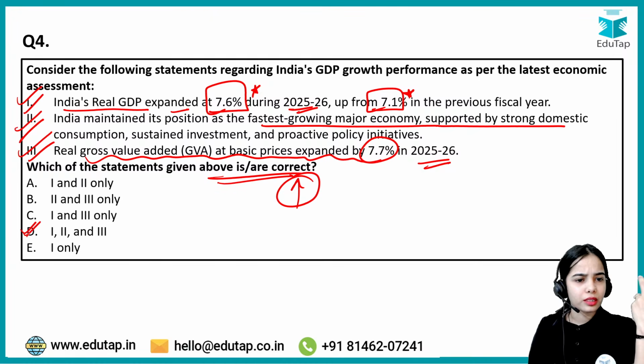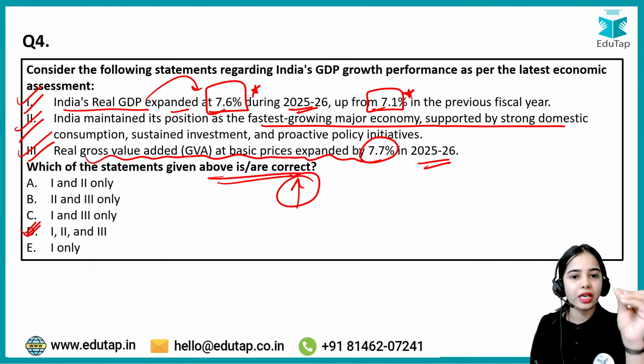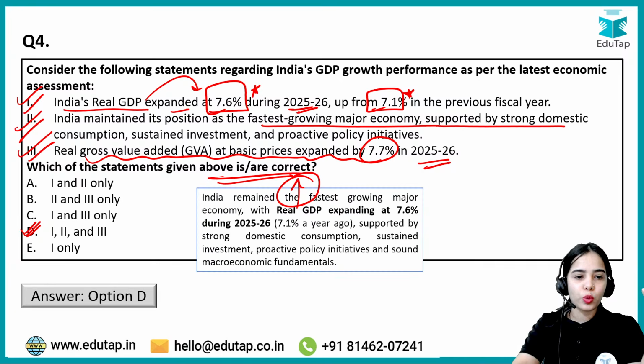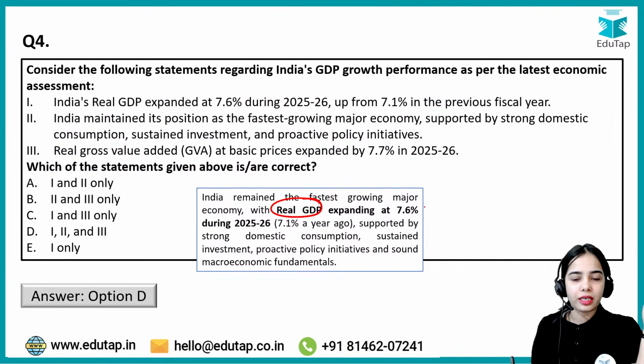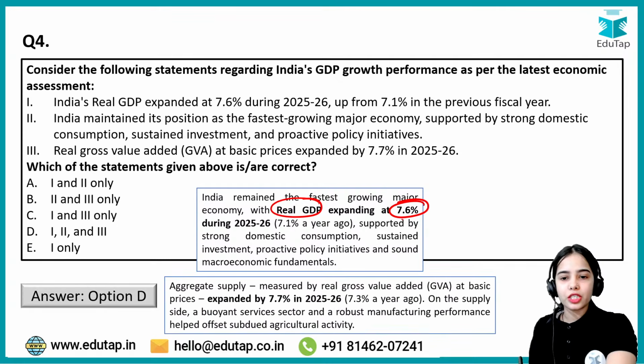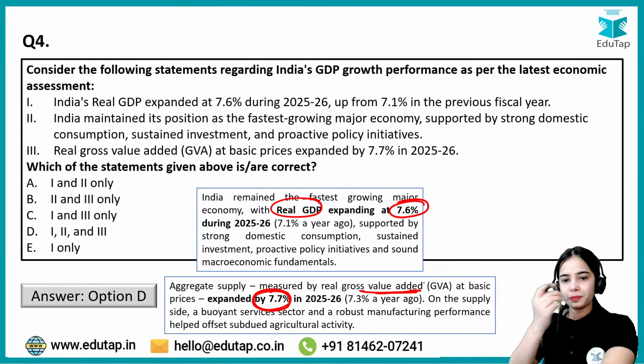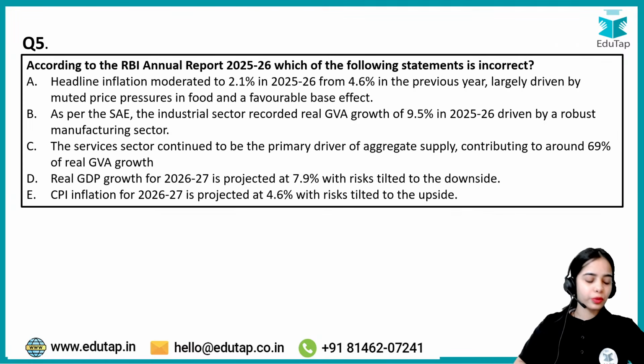All of them are correct. Okay. Real GVA. See, real GDP expanded at 7.6%. Real GVA at basic prices expanded at 7.7%. Okay. So all the statements are correct. Real GDP expanded at 7.6%. Real GVA expanded by 7.7%. Remember this. Okay. Coming to the next question, try to read the question carefully and try to answer this question.